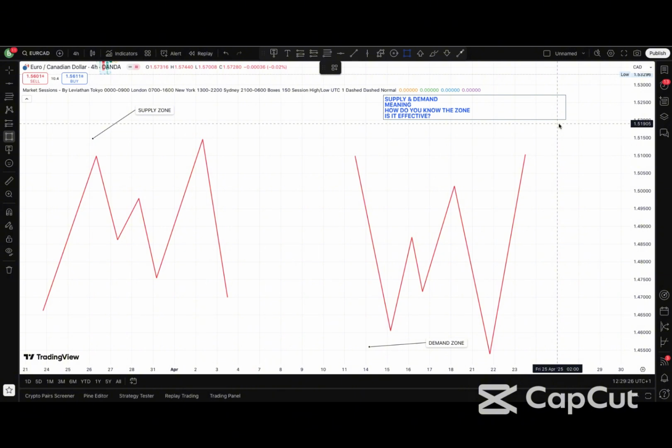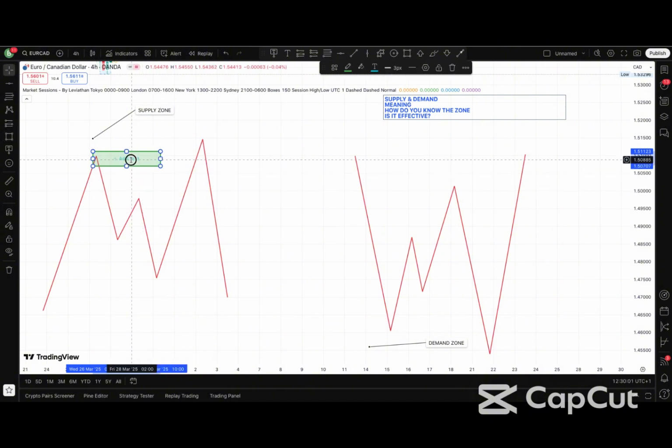Supply zone is an area where sellers are likely to enter and push the market price to the downside of the chart. So where the price drops strongly in the past is the supply zone. Because if you can see this very well, you can see that the price pushes to the upside and has a drastic drop, creating internal break of structure and creating internal lower high and internal lower low.